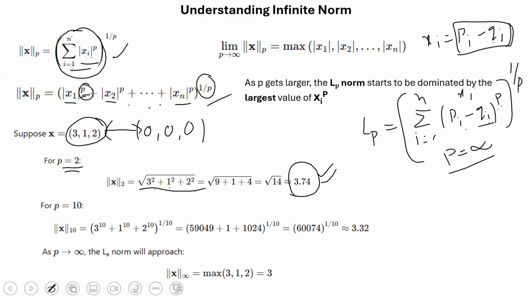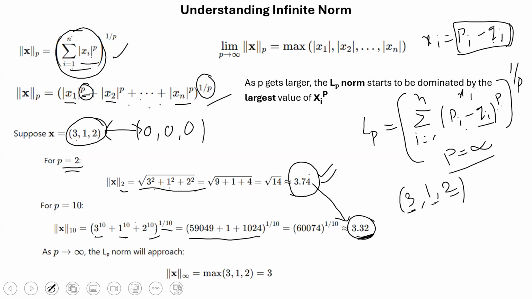When you replace p with 10 and solve that equation, x1 is 3, x2 is 1, x3 is 2. So 3 to the power of 10 plus 1 to the power of 10 plus 2 to the power of 10, whole to the power of 1 by 10. If you solve this equation, you come down to 3.32. If you look at this, when you increased p from 2 to 10, the value decreased from 3.74 to 3.32.